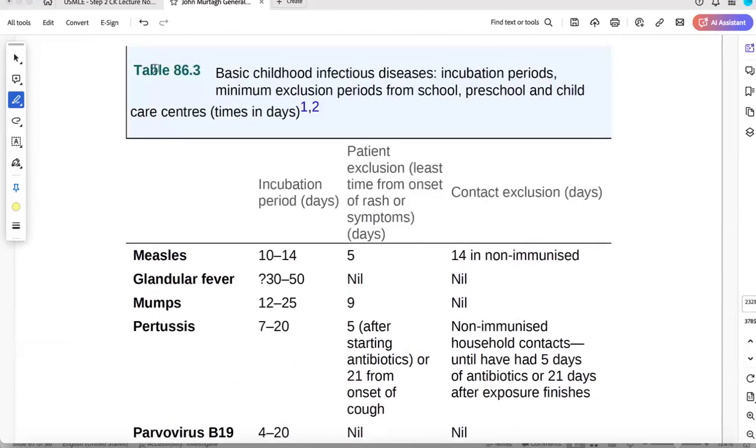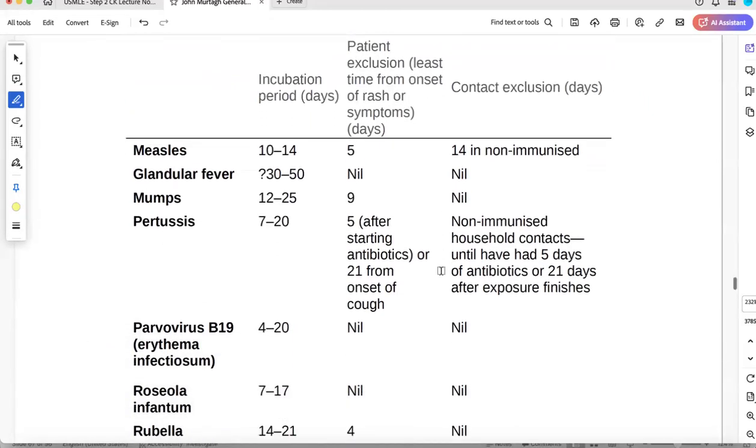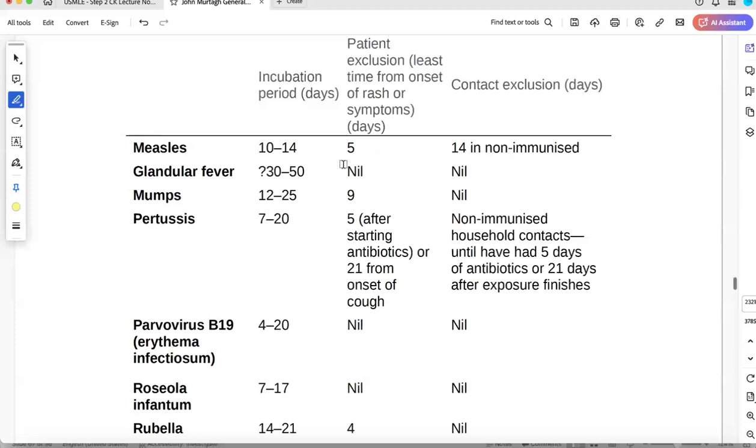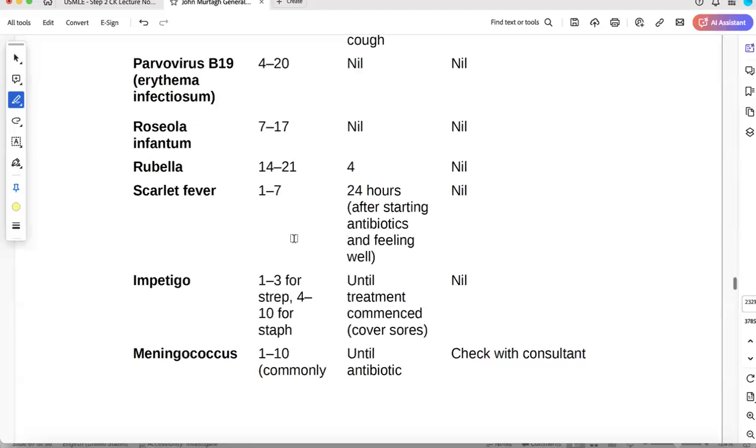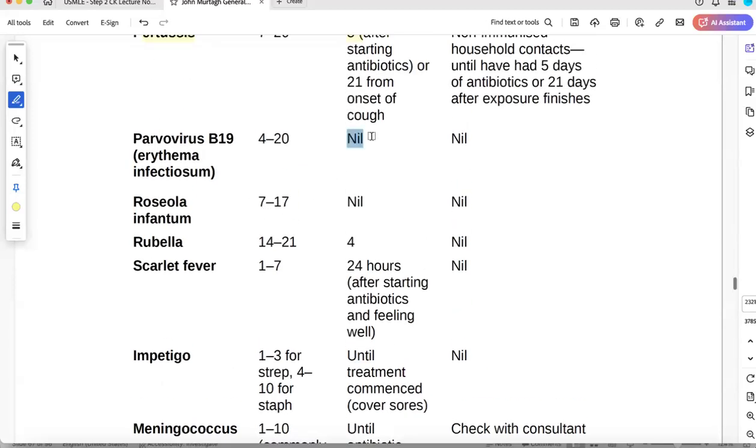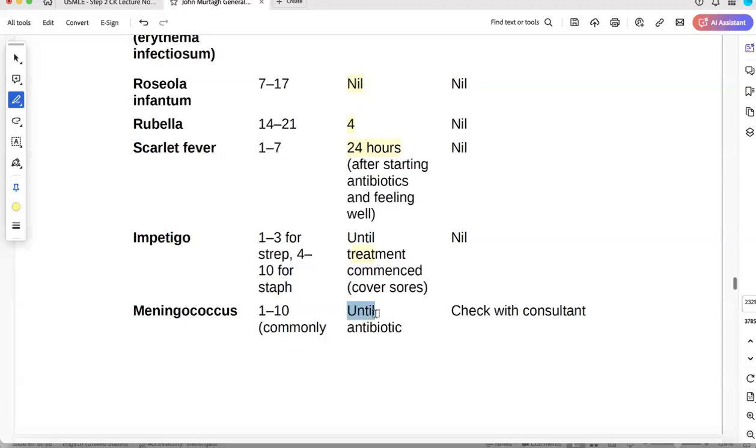So this is a chart or table 86.3, which is super important for the exam. It gives you all the school exclusion times. So you can see measles, 5 days school exclusion, glandular fever, no school exclusion, mumps, 9 days, pertussis, 5 days. So all of these that we are going to discuss today, they have given it in a chart. So memorize all of these school exclusion times because it comes in exam a lot.